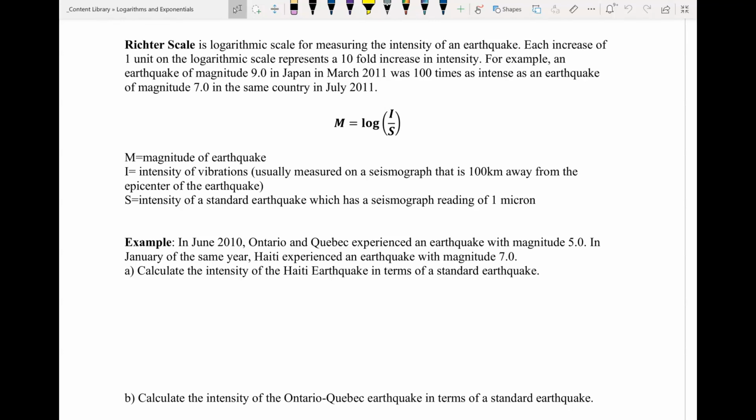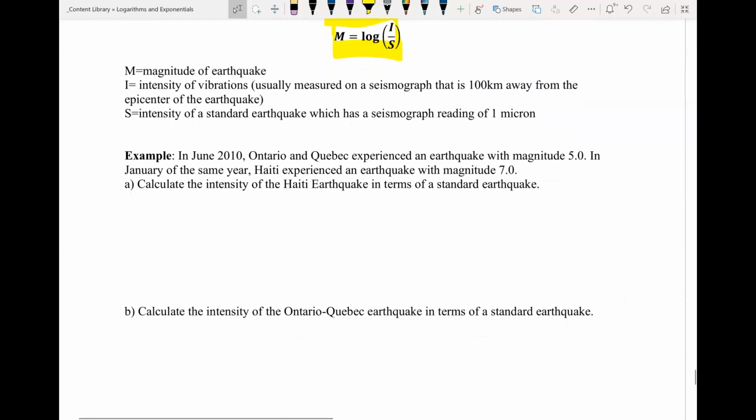For example, an earthquake of magnitude 9 in Japan in March 2011 was 100 times as intense as an earthquake of magnitude 7 in the same country in July 2011. So here's the following formula we are going to use. M is equal to log I over S. M is the magnitude of the earthquake, I is the intensity of the vibrations, and S is the intensity of a standard earthquake. So let's do an example of this.